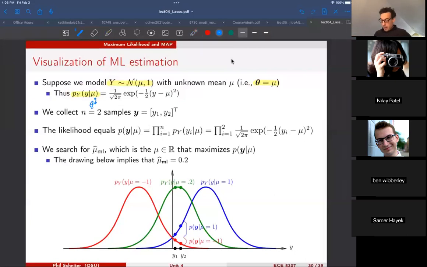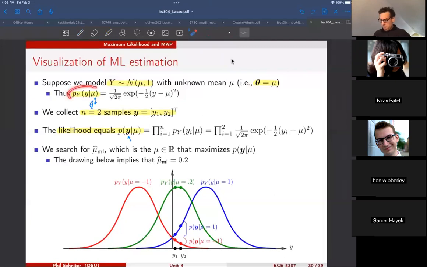And in terms of our data collection, we're just going to collect two samples, n equals two samples, y1 and y2. Okay, so the likelihood in this case is this function. Remember, the likelihood contains the data we're using to do the estimation. So that's now a vector.